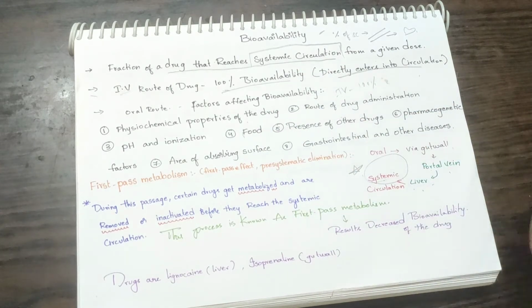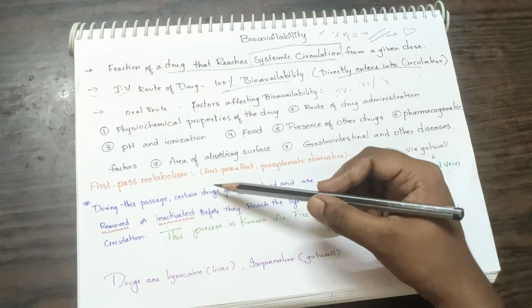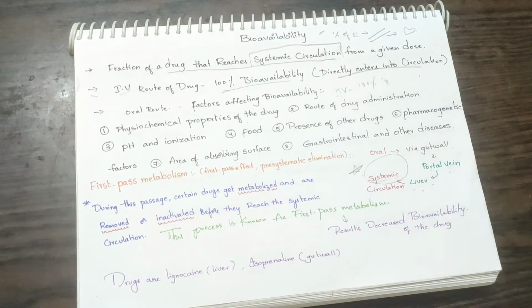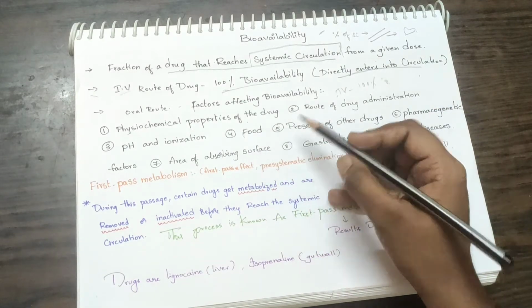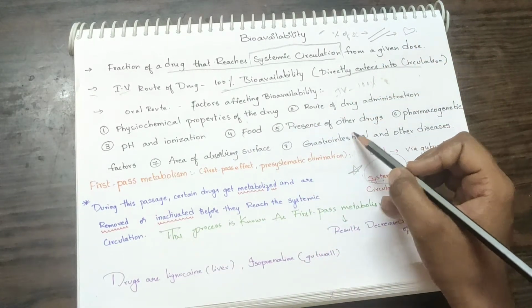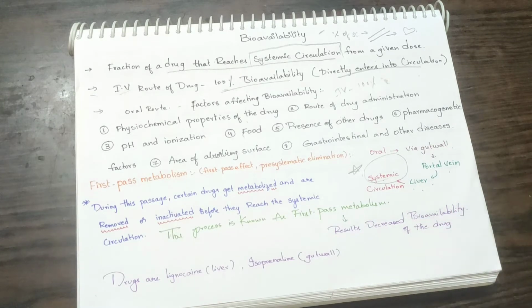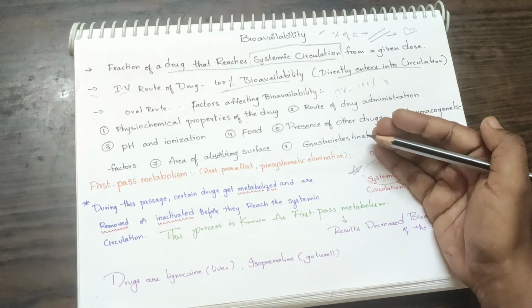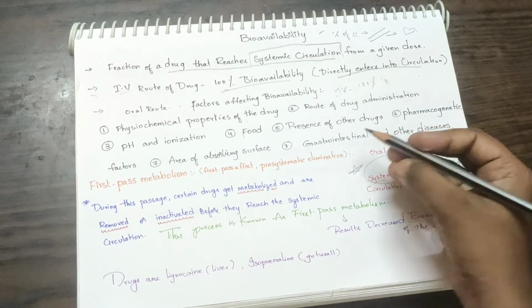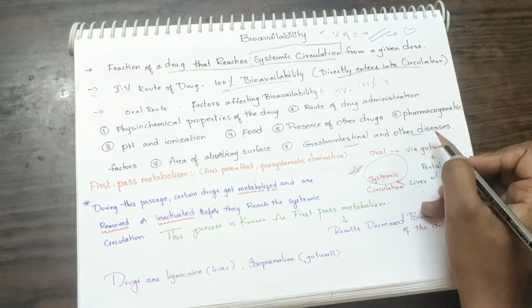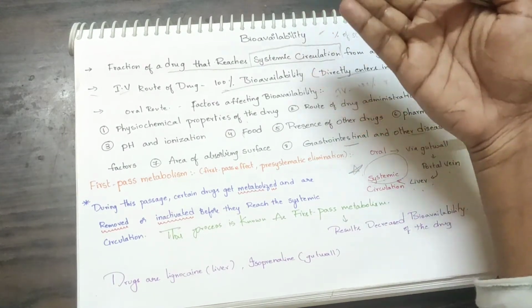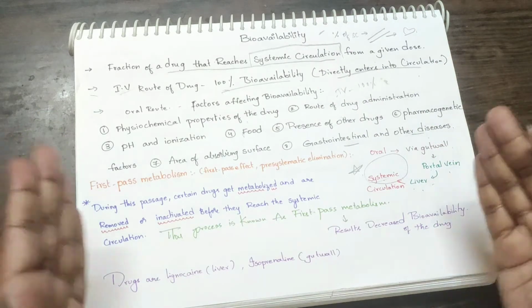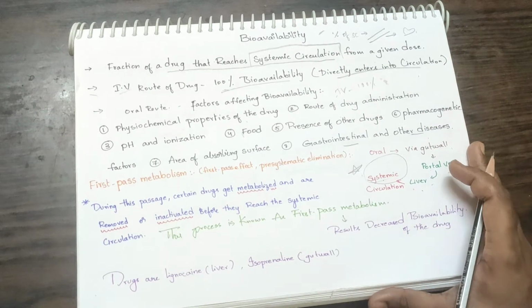And the presence of other drugs, pharmacogenetic factors, and the area of absorbing surface, whether it is the stomach wall, intestinal wall, or lung, also affect the bioavailability. And gastrointestinal and other diseases: if the liver is affected, there is less first pass metabolism and the drug is absorbed more, so it has more bioavailability. So this is a very important concept. These are the basics.